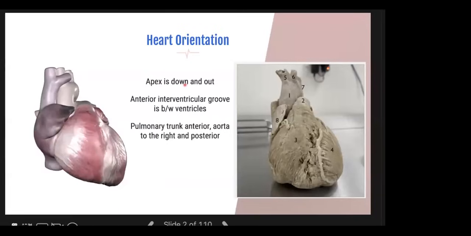So basically, to start off, the apex, of course, is going to be down and out. So this is the apex of the heart, okay? The anterior interventricular groove is what separates the right from the left ventricle, okay? And we can see the pulmonary trunk, which is going to be anterior, and the aorta is going to be to the right of it and posterior, okay?